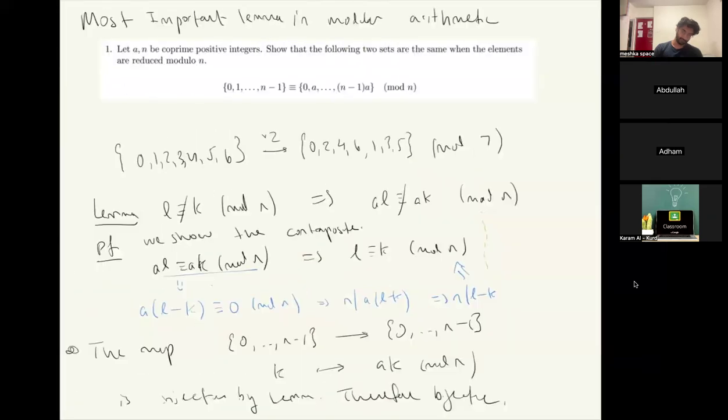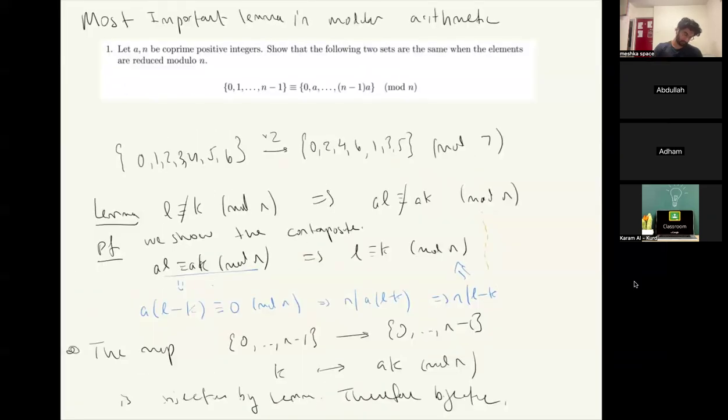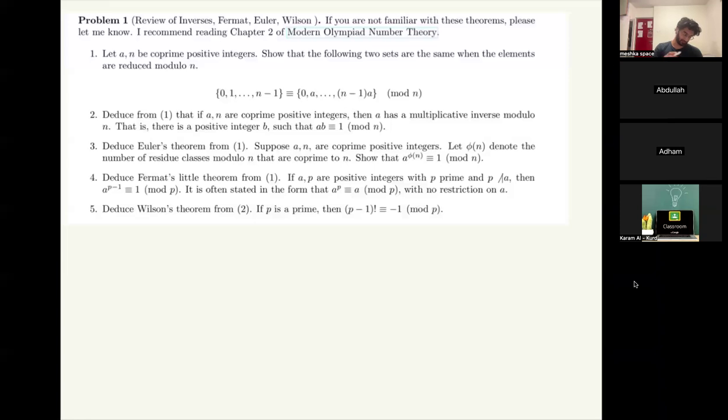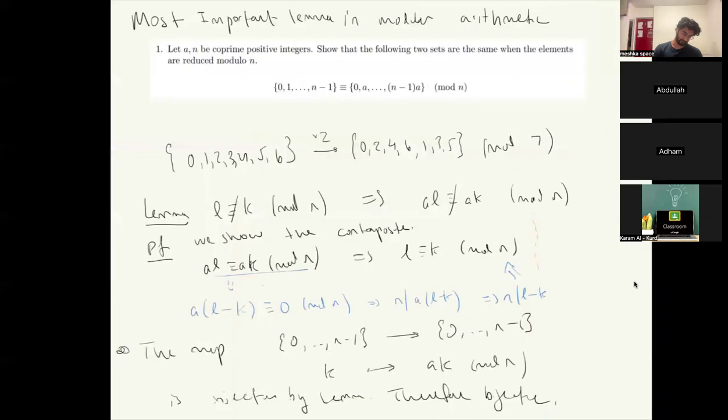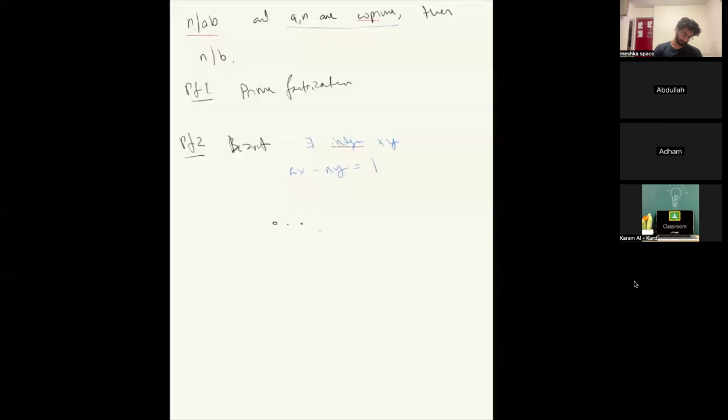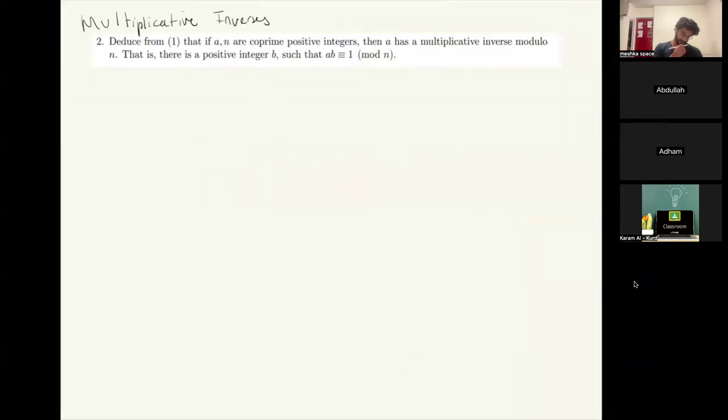Okay, so now let's see, how do we apply this lemma? We're proving 4 things with this lemma, right? Let's start with the first one: the existence of multiplicative inverses. We want to deduce that if A and N are coprime, then A has a multiplicative inverse. What is a multiplicative inverse? It's an integer B such that when you multiply A and B, you get 1 mod n.